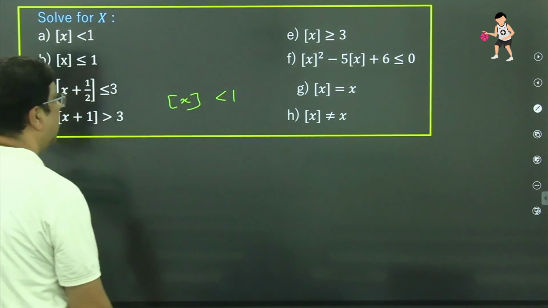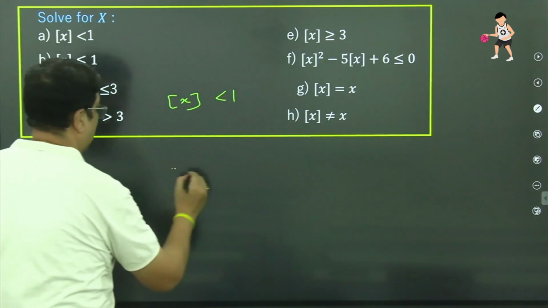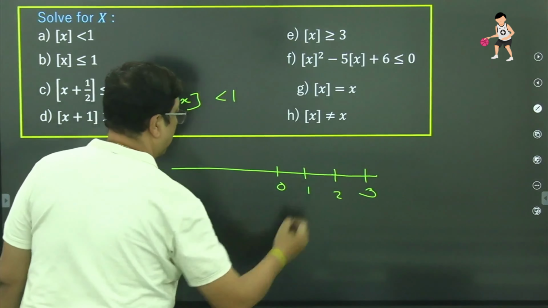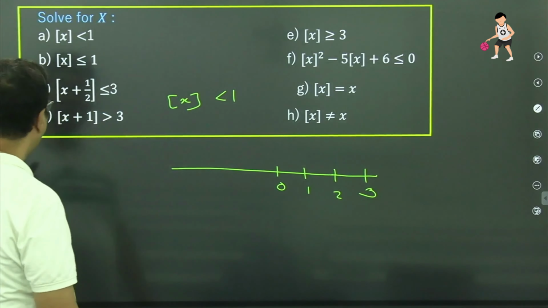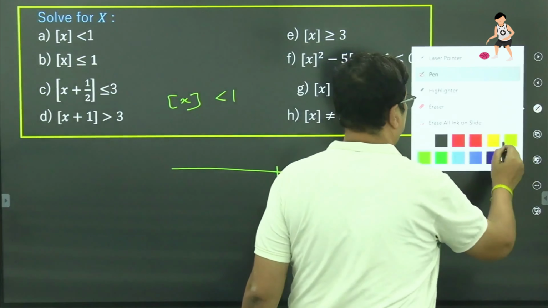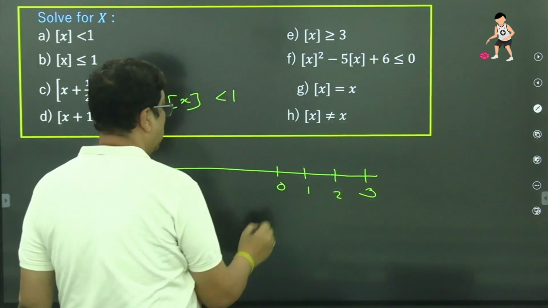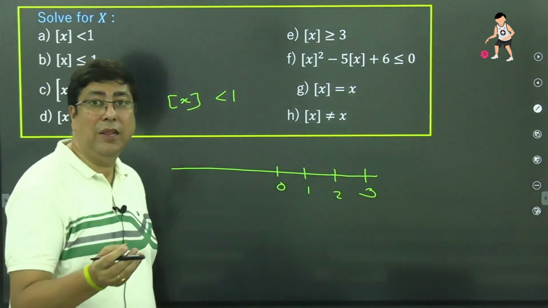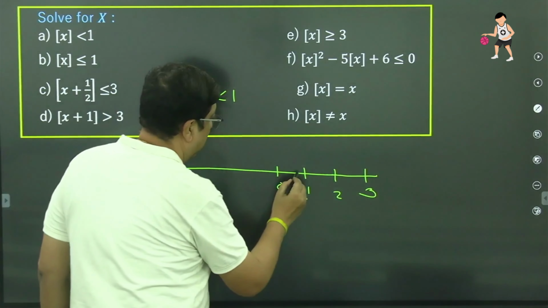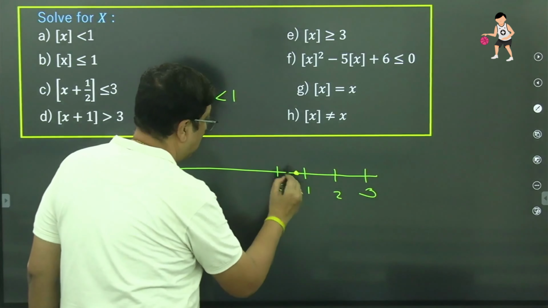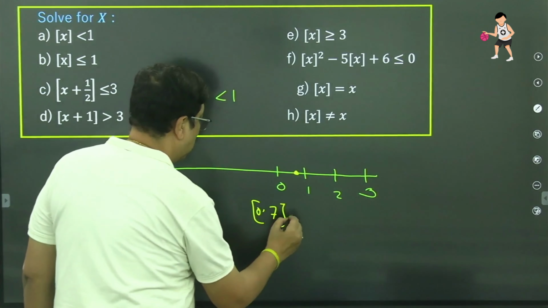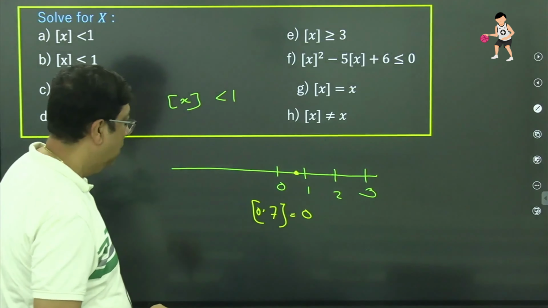less than 1, what to do? Box x less than 1. So if we draw the number line 0, 1, 2, 3. Suppose box x less than 1, so solve what is the value of x? Suppose if we put this value, box of 0.7, what is coming? 0. Satisfying. It is satisfying.